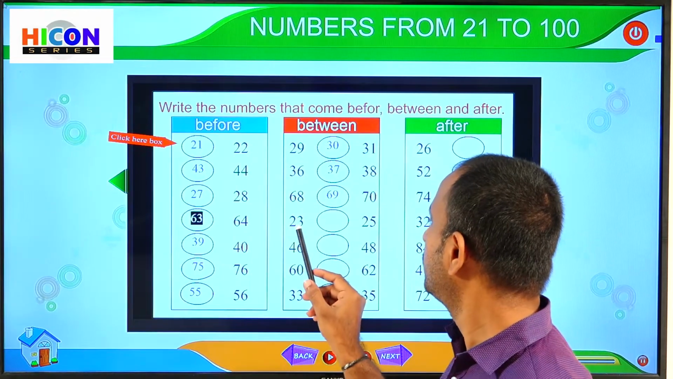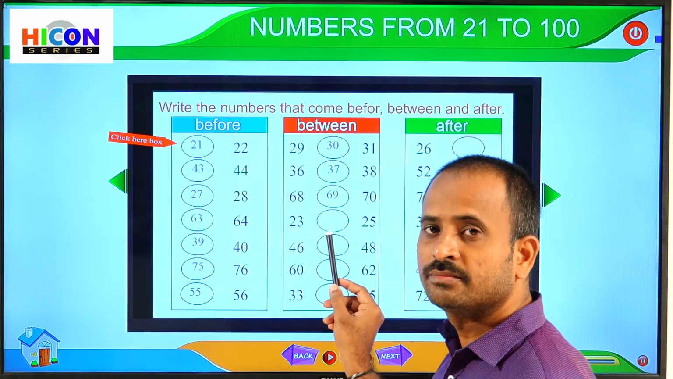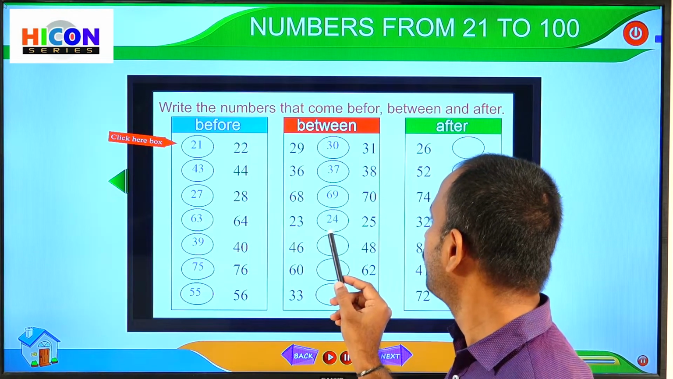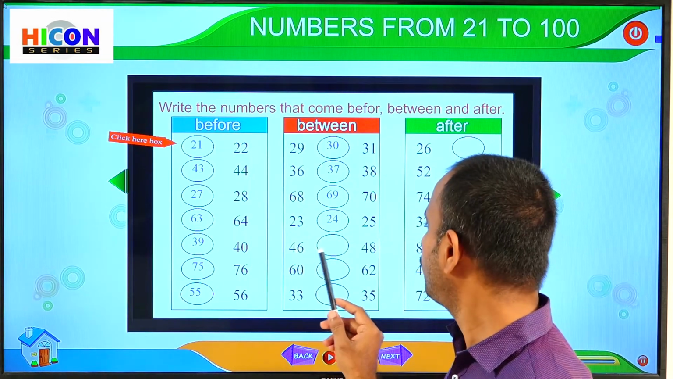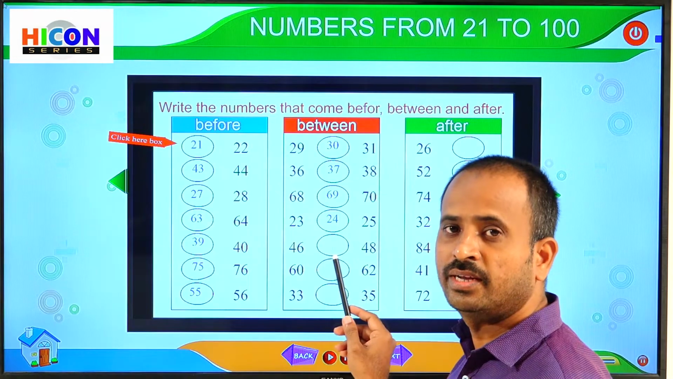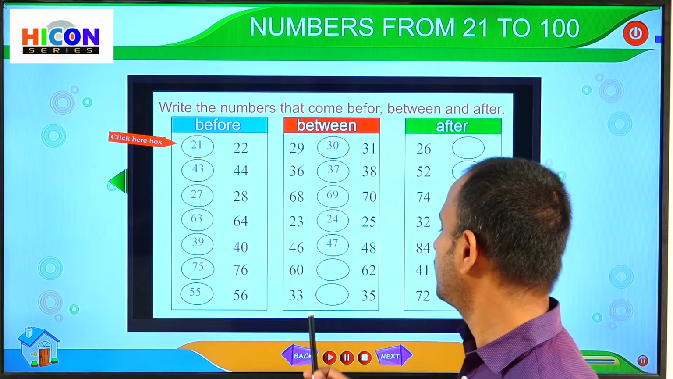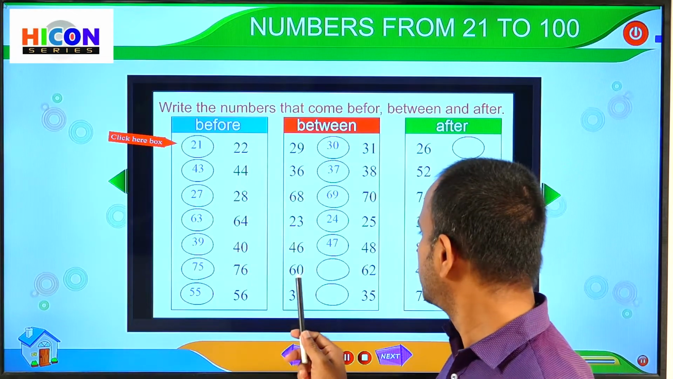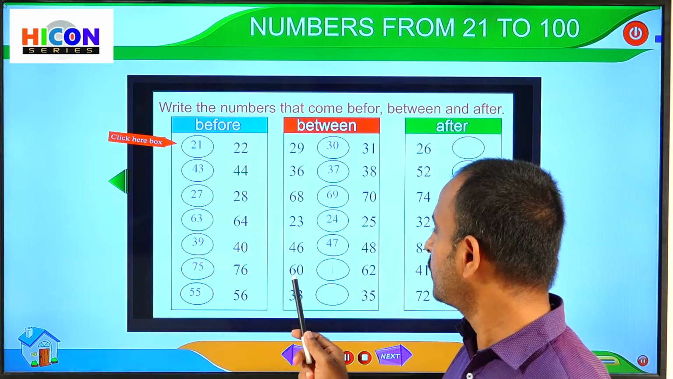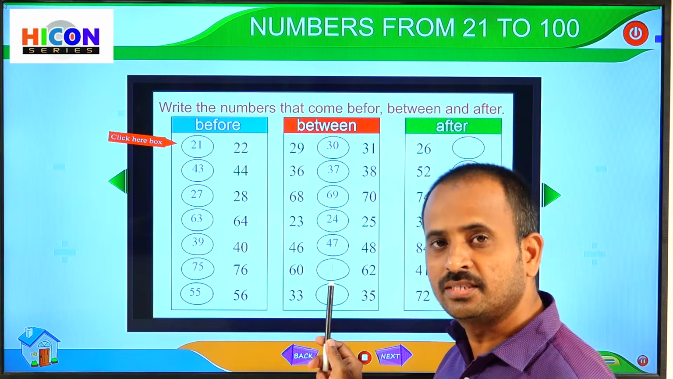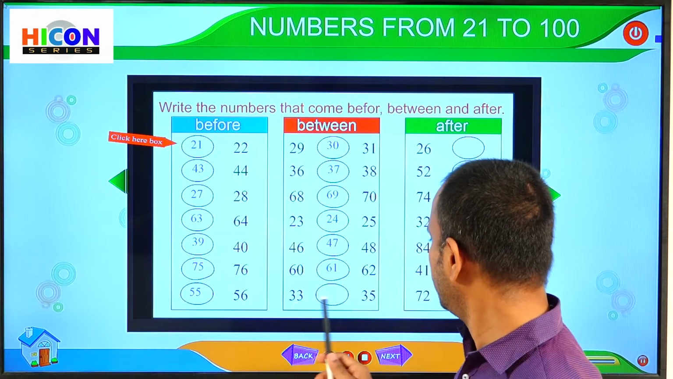Next, see the next one, 23. After 23 we will get 24. So write 24 in this circle. Next, 46. After 46 we will get 47. So we have to write 47 in the circle. See the next, children. 60 and 62. Which number will be between 60 and 62? After 60 we will get 61. So write 61 here.